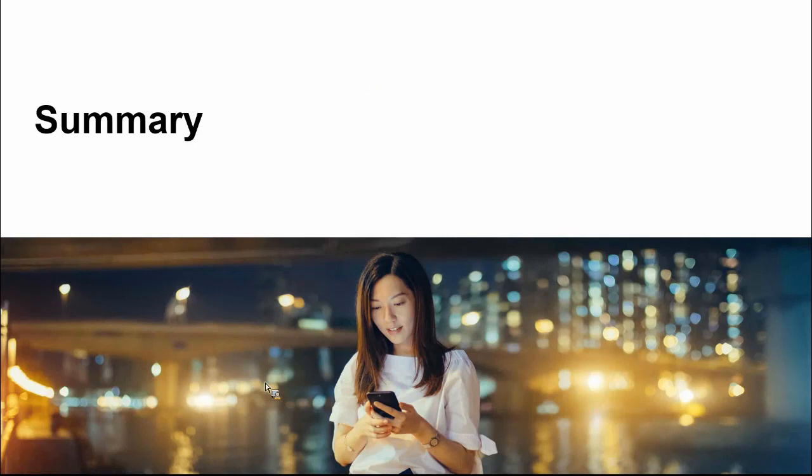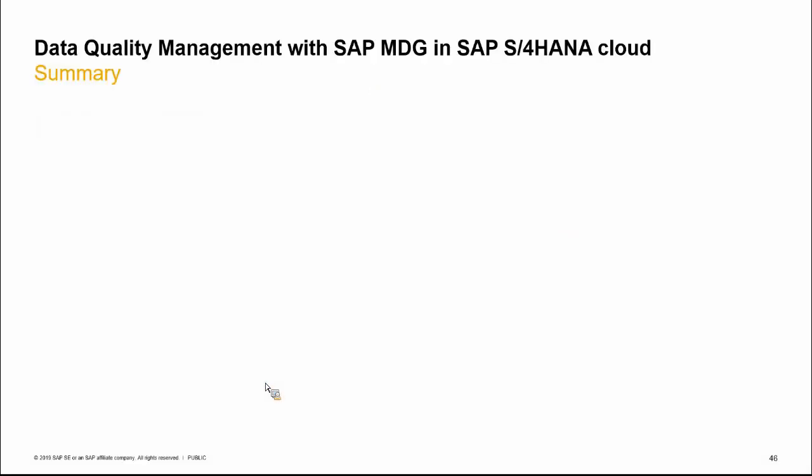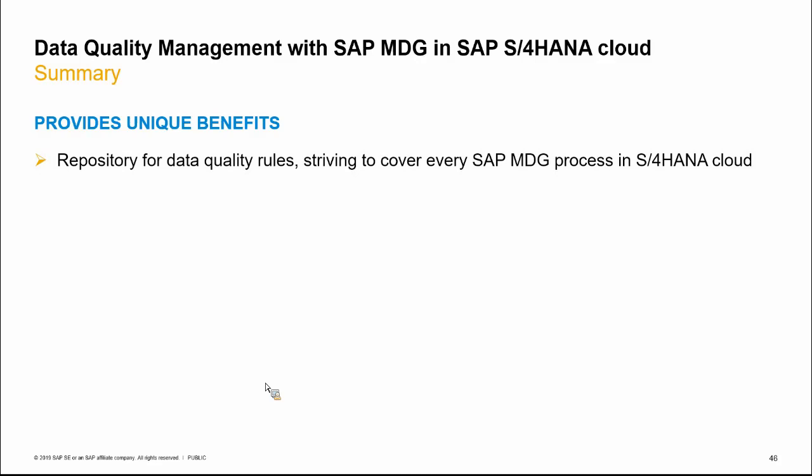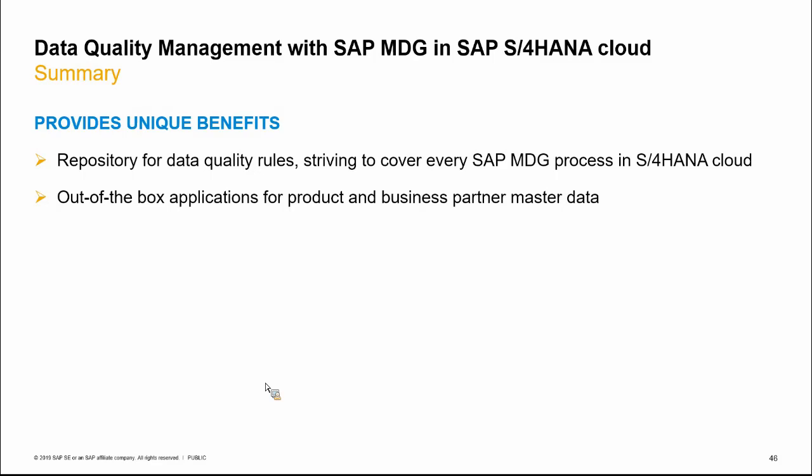So having said that, I'd like to sum up the capabilities. So in S4HANA Cloud with MDG, you have unique benefits because you have one repository for your data quality rules. We already cover here many processes that we offer in S4HANA Cloud with those data quality rules, and the plan is to even cover and offer more processes in S4HANA Cloud where these data quality rules will be enforced. We provide you with out-of-box applications for product and business partner master data, so there's almost no setup. I mean, especially in S4HANA Cloud, there's no setup required, despite activating those scope items and assigning the roles to your users, and you can start working with those capabilities.